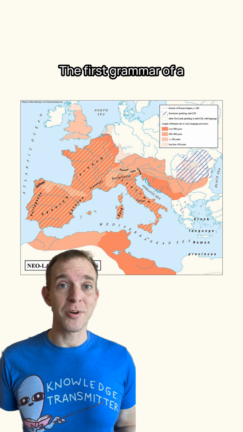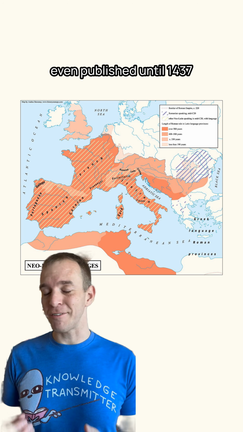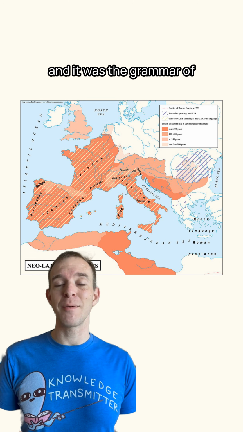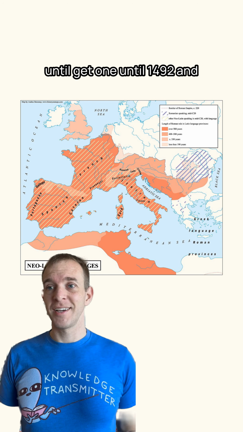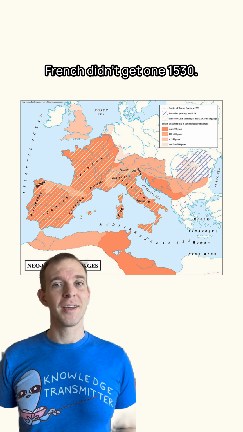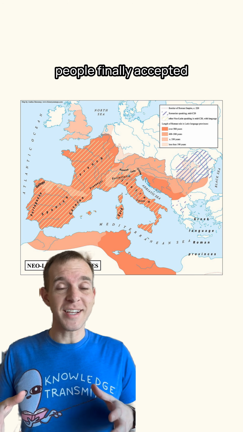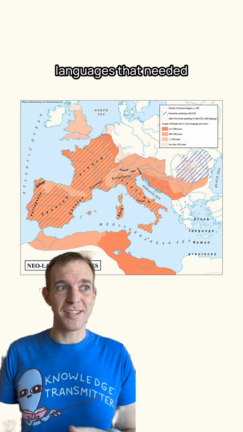The first grammar of a Romance language wasn't even published until 1437, and it was a grammar of Tuscan, an Italian dialect. Spanish didn't get one until 1492, and French didn't get one until 1530. It took that long before people finally accepted that these were distinct languages that needed their own grammars.